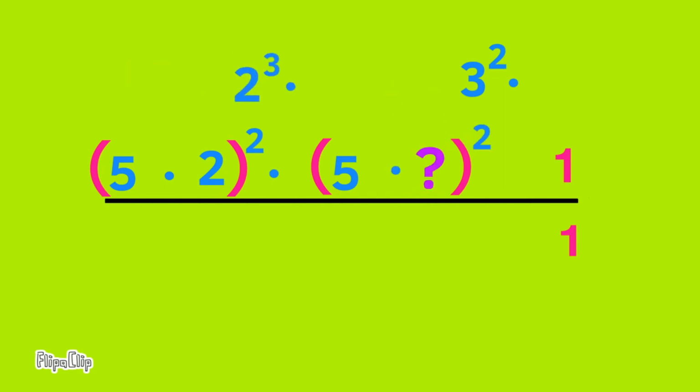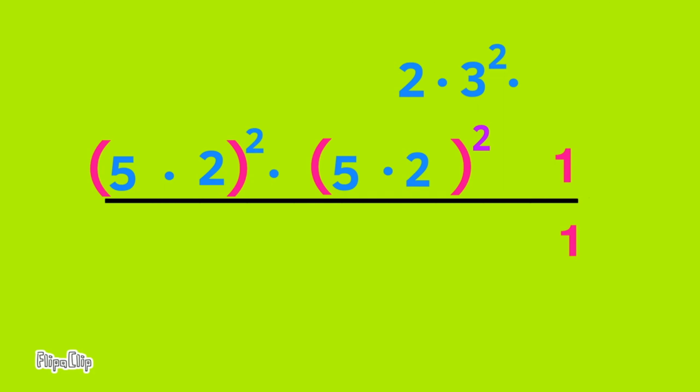I'm taking the 2 to the power of 3 and I'm changing it to 2 to the power of 2 times 2 to the power of 1. I leave 2 to the power of 1 up there with 3 to the power of 2. So now inside the parentheses I have 5 times 2 all to the power of 2. Let's look again. 2 to the power of 3 becomes 2 to the power of 2 times 2 to the power of 1. And I take the 2 to the power of 2 and I insert it into the parentheses. Now we have 5 times 2 all to the power of 2.